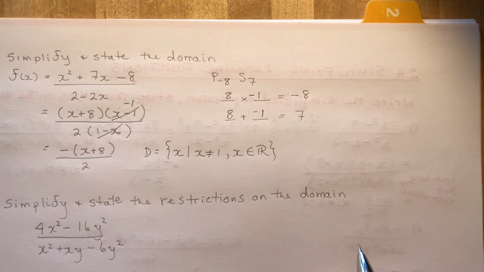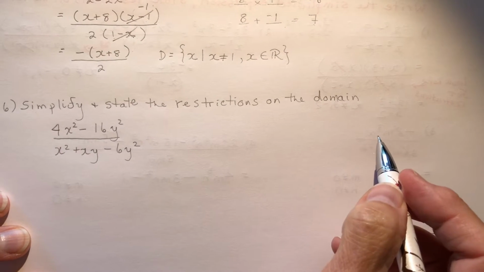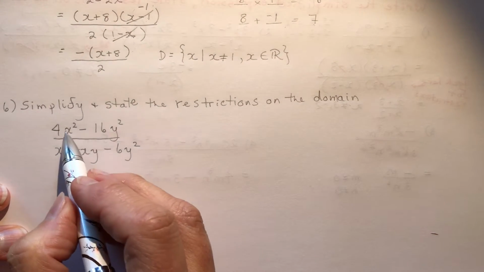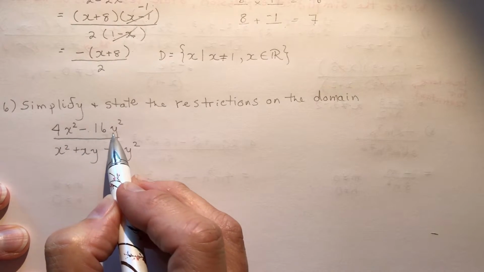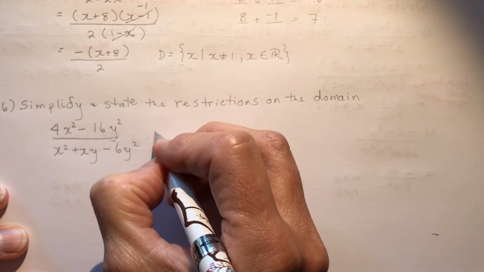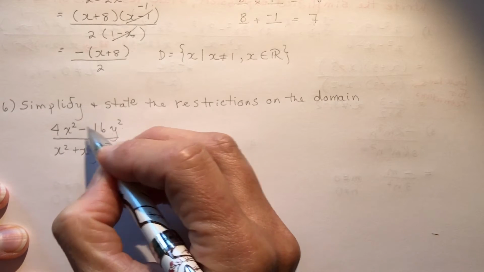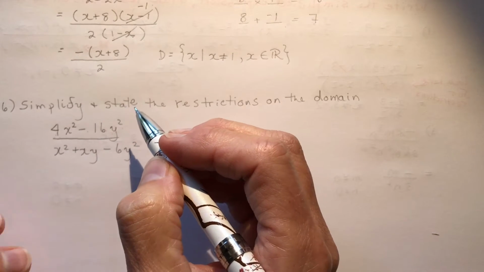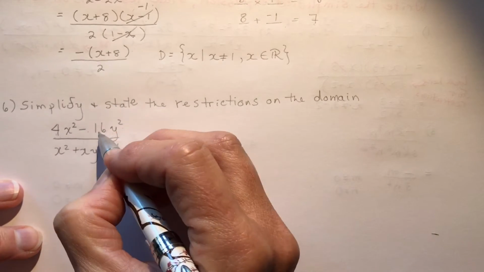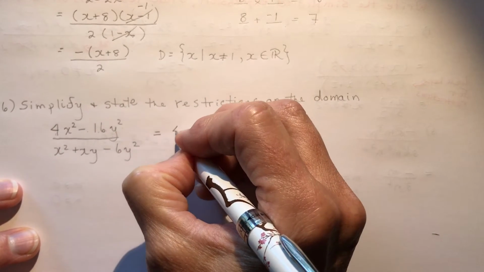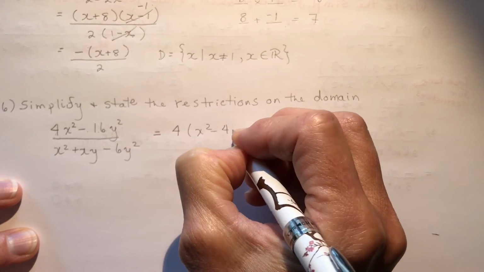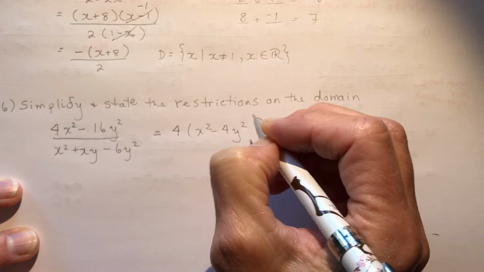Okay, I did that in the domain and range lesson from chapter 1. And the last we're going to do, simplify and state the restrictions on the domain. Same kind of question. 4x squared minus 16y squared. Okay, so the first thing you should notice here is that there's a common factor. Don't just whip into it and say, oh, it's a difference of squares. It will be, but we need to factor out a 4 first. So I'm going to take out 4, and I have x squared minus 4y squared.